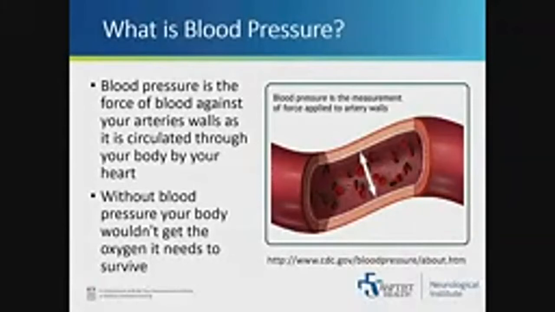First, we'll start off basic. What is blood pressure? Blood pressure is the force of the blood against the walls of your arteries as it circulates through your body by your heart. And without a blood pressure, your body wouldn't be able to get the oxygen that it needs to survive. And blood pressure is extremely important when we're discussing neurological injuries because the brain needs oxygen too, just like any other organ in your body. And your blood pressure needs to be regulated because too high a blood pressure can cause hemorrhage and too low a blood pressure can cause ischemia, which can lead to infarction.